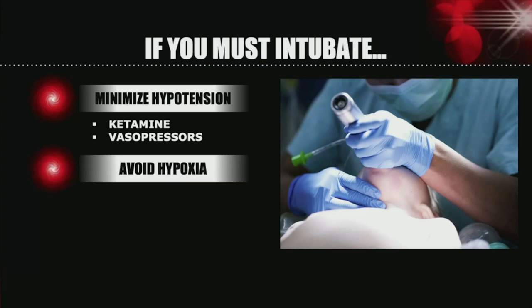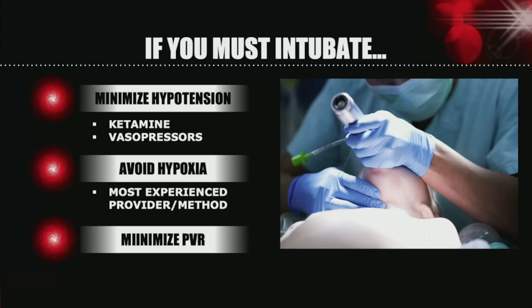Avoid hypoxia. For any of my residents who are here listening, I'm a big fan of letting anyone try their attempt at intubation, but this is probably not going to be your July intern intubation. This will be an intubation that you really want to have one of your more experienced providers with their more preferred methods so you can avoid hypoxia as much as possible. And then lastly, be really mindful of the excessive pulmonary vascular resistance whenever the patient's being overbagged. If the lungs are overdistended, it's going to cause increased vascular resistance.